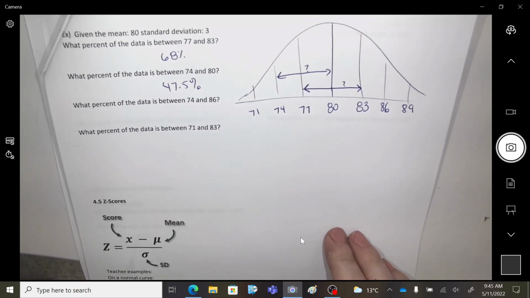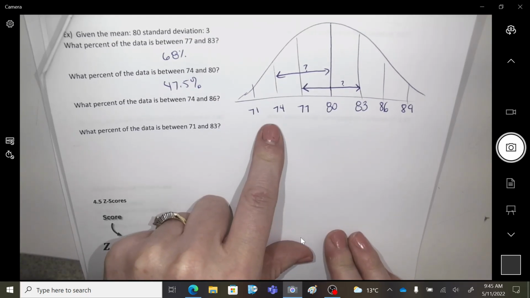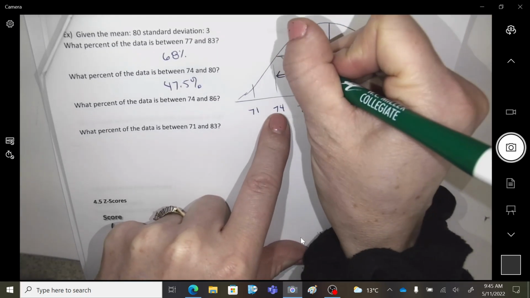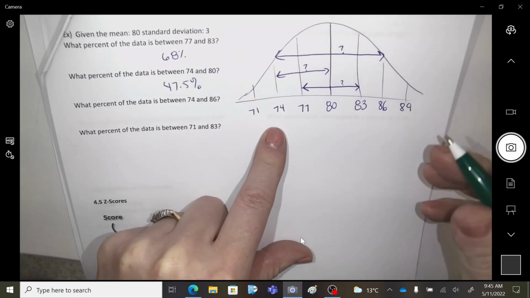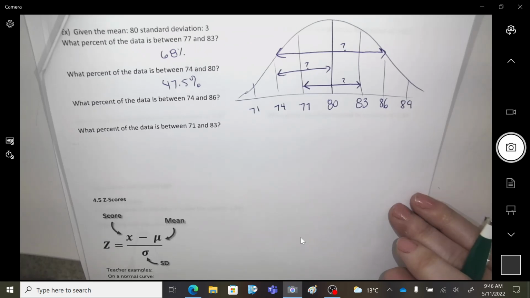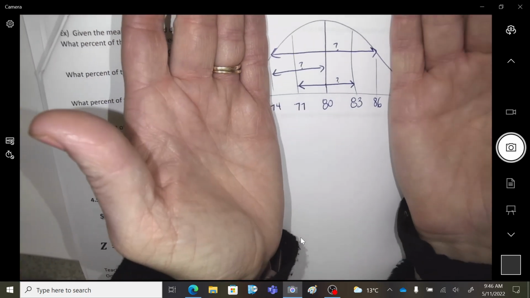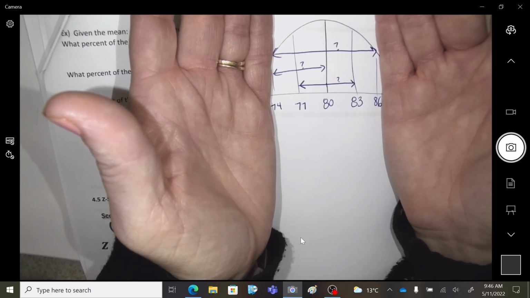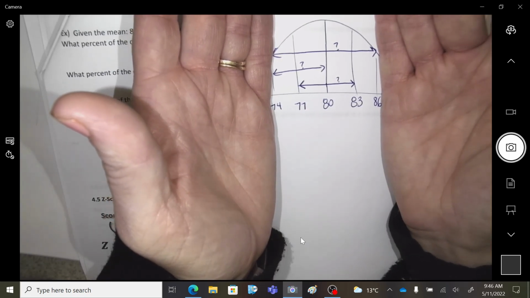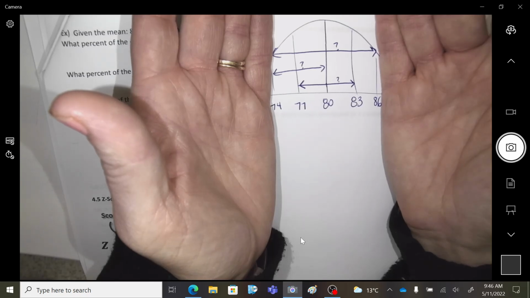What percent of the data is between 74 and 86? So that's the third question. So all the way from that to that. So 2 below to 2 above should be 95.